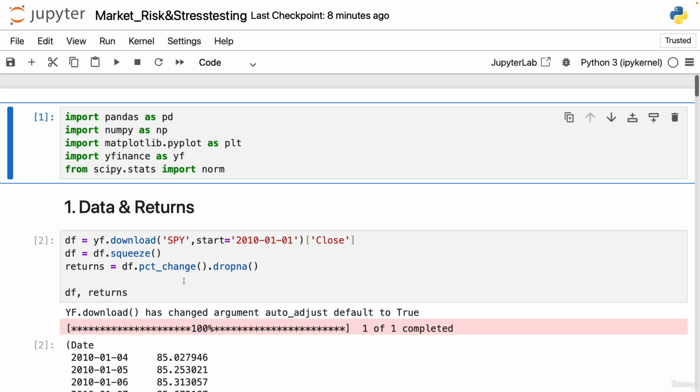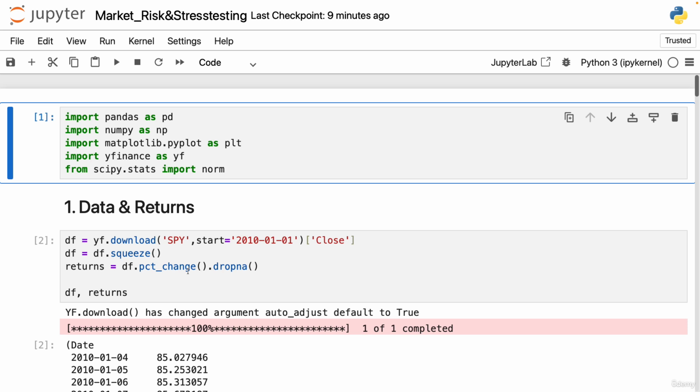From prices, we compute daily simple returns using percentage changes. These returns are the fundamental input to all risk measures we'll build later: value at risk, tail losses, stress scenarios, and drawdowns. I am deliberately using simple returns, not log returns here. Simple returns map directly to profit and loss. If a portfolio is worth 1 million and the return is, let's say, minus 1%, the P&L is minus 10,000.